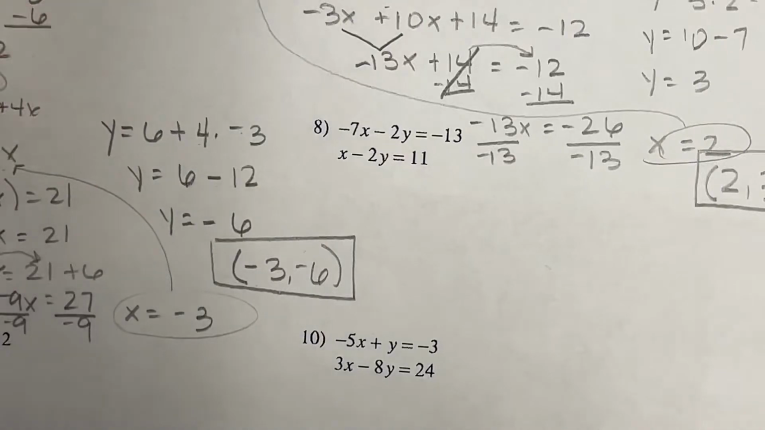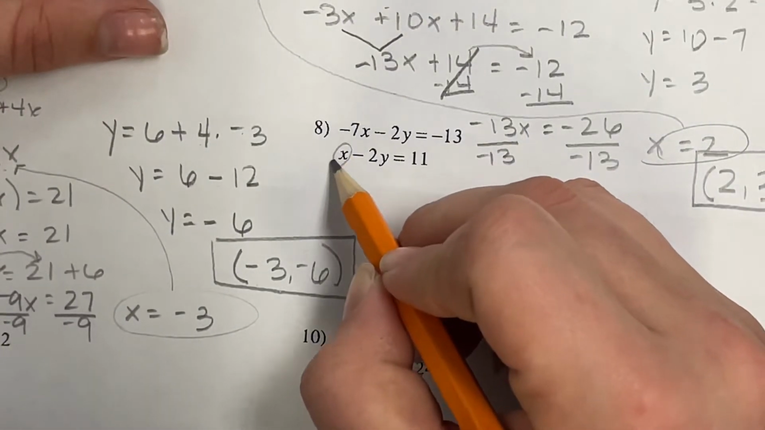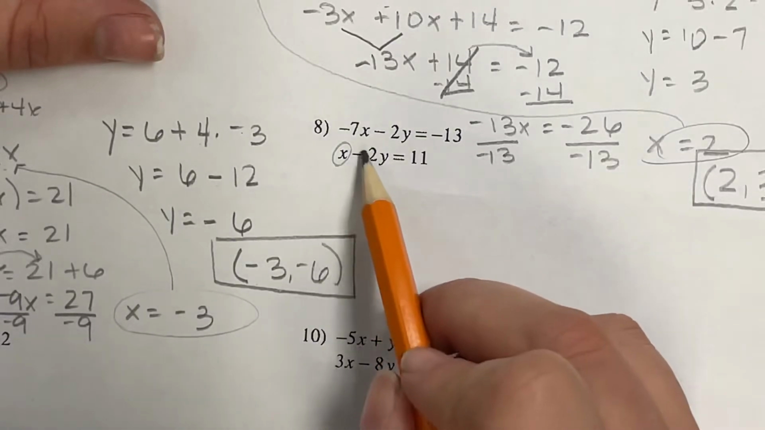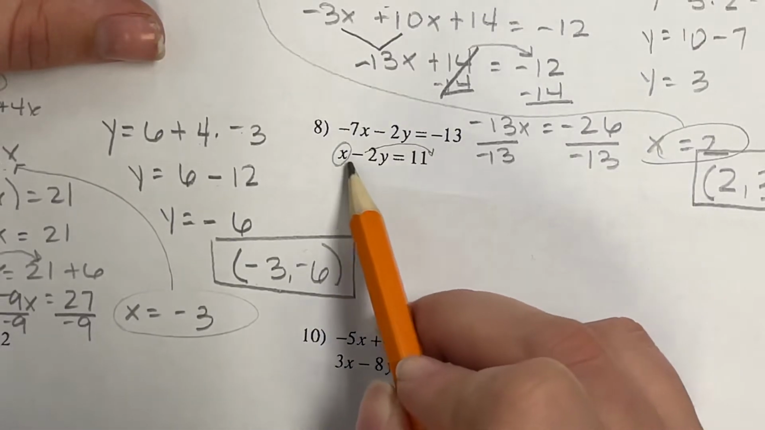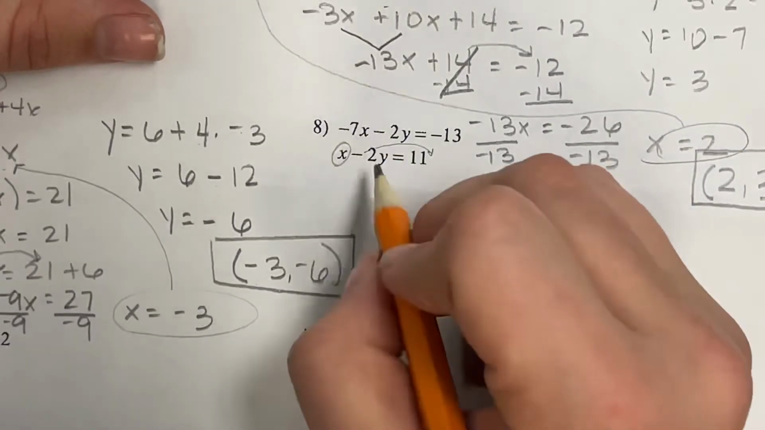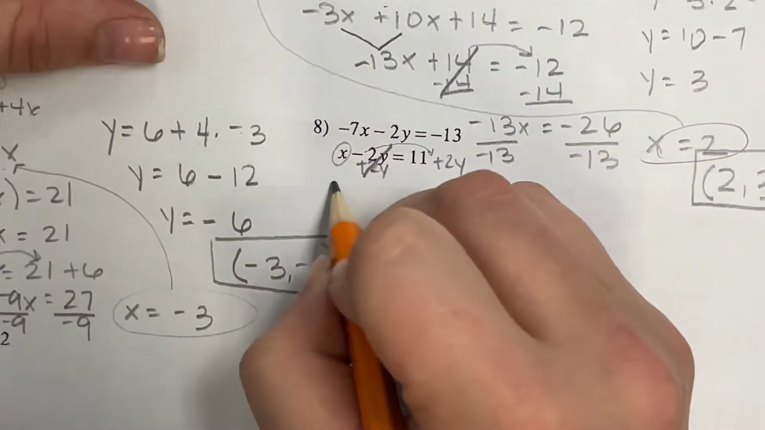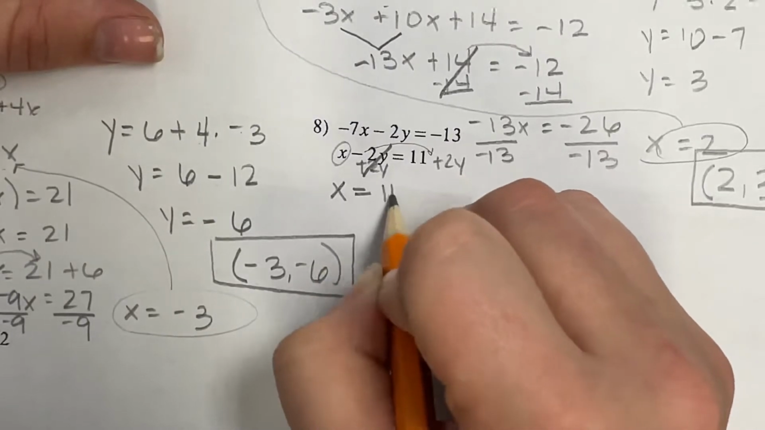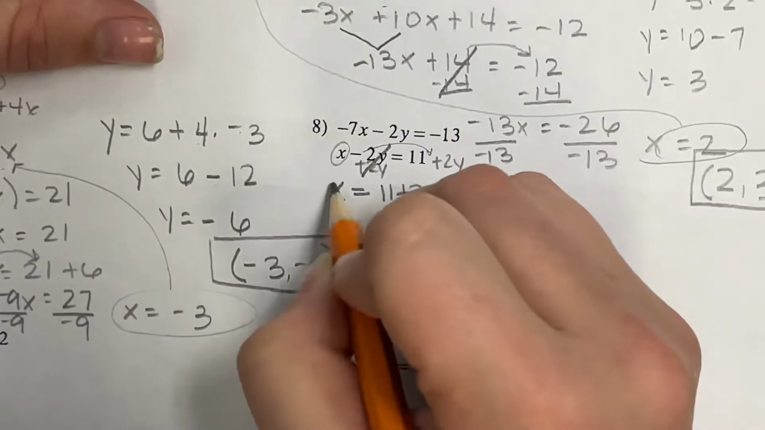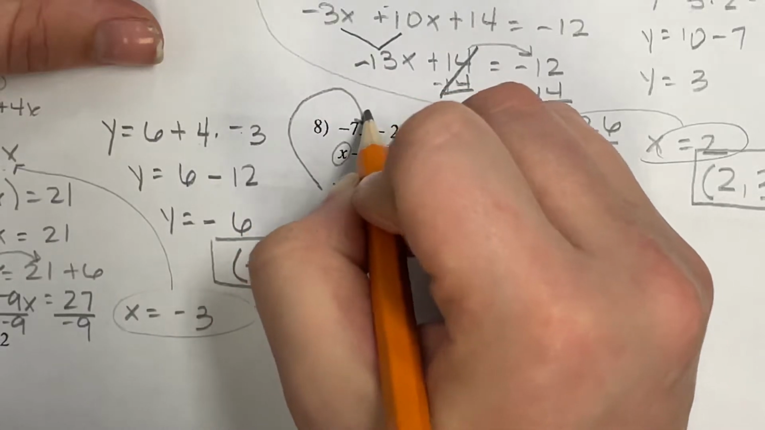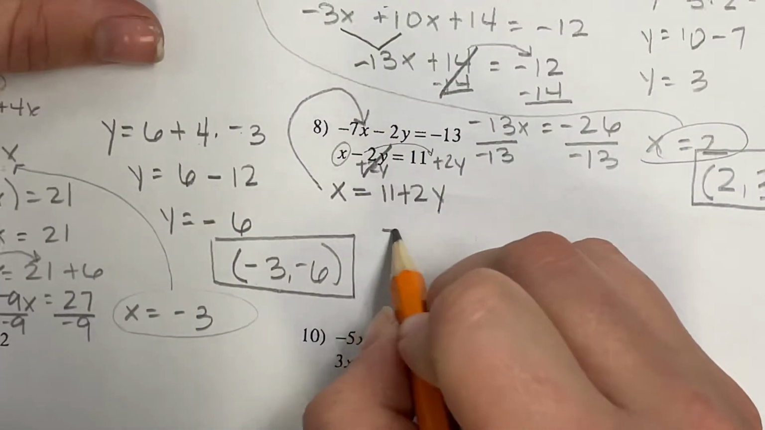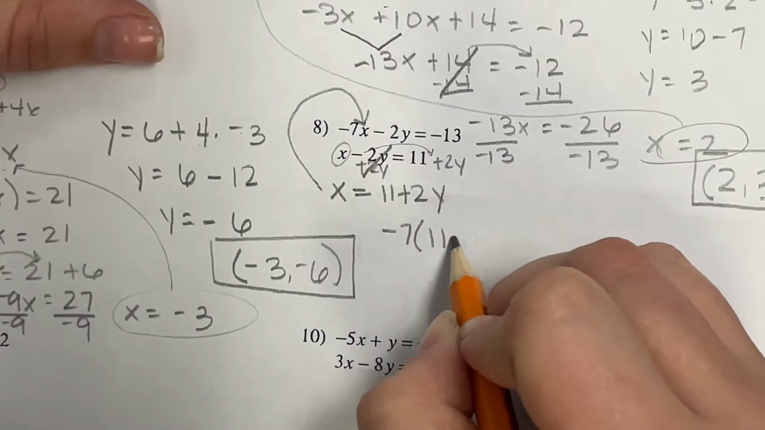Number 8, we need to find a situation where we have a variable all alone. Look at this x. Okay, all we could do is just move that negative 2y over, and then it'll say x equals something. So plus 2y plus 2y. That gives us x equals 11 plus 2y. Now we can plug that in there. We'll get negative 7 times whatever x was.